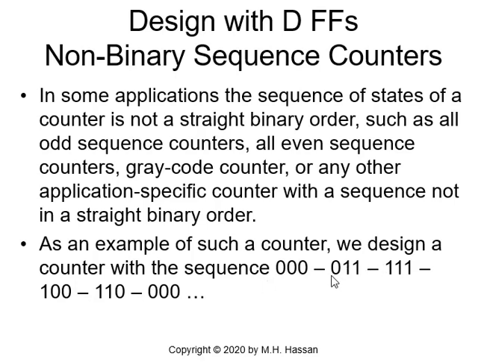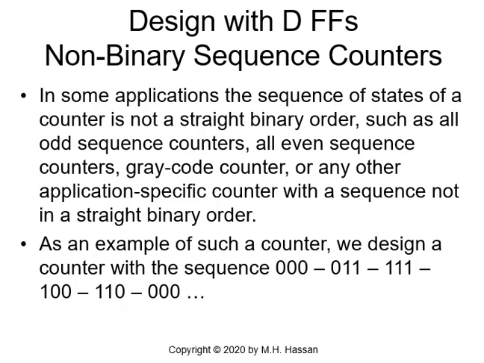And we have 000, 011. 010 is missing. 111, we have 110, 101 is missing. 101 is missing, and 001 is missing. So 010 is missing as well. So the count will be 0 to 3 to 7 to 4 to 6 and back to 0. 1, 2, 3, 4, 5.